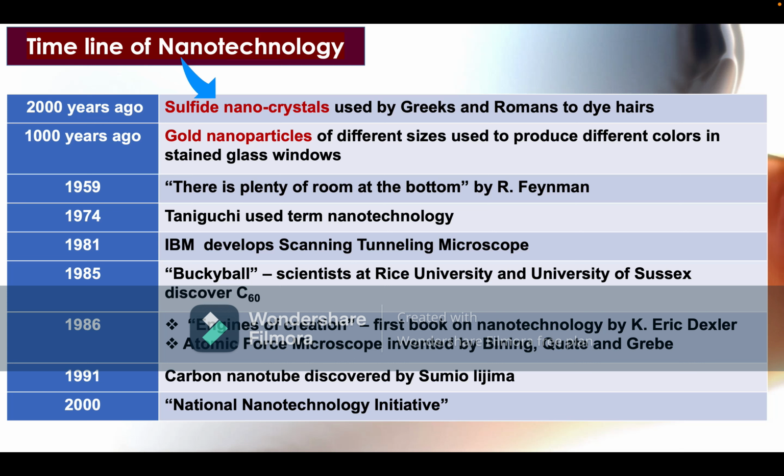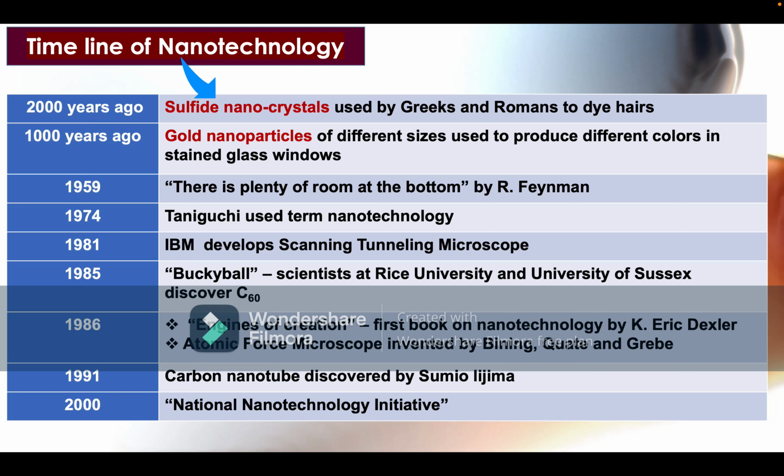But the science is not new. If we look back 2000 years ago, sulfide nanocrystals were used by the Greeks and Romans to dye their hair. 1000 years ago, gold nanoparticles of different sizes were used to produce different colors in stained glass windows. But the science got momentum when Richard Feynman mentioned that there is plenty of room at the bottom in 1959. In 1974, Taniguchi used the term nanotechnology.